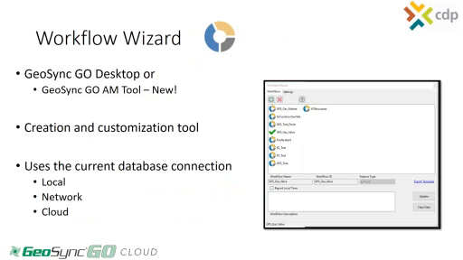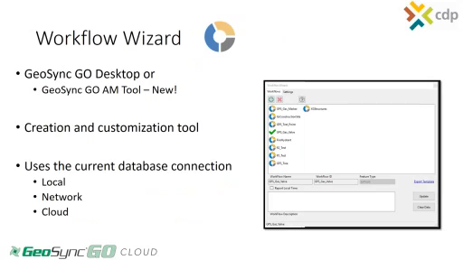Workflows are created in the Workflow Wizard, and we're not going to spend time going through that today. We just want to review a little bit on that. The Workflow Wizard can be accessed from the GeoSync GO desktop, or there's a GeoSync GO Asset Management tool, which is new, which will be introduced in the weeks ahead. The Workflow Wizard allows us to create and customize our workflows. We can essentially design our data dictionary, design that layer for data capture, and design the form that we're going to use.